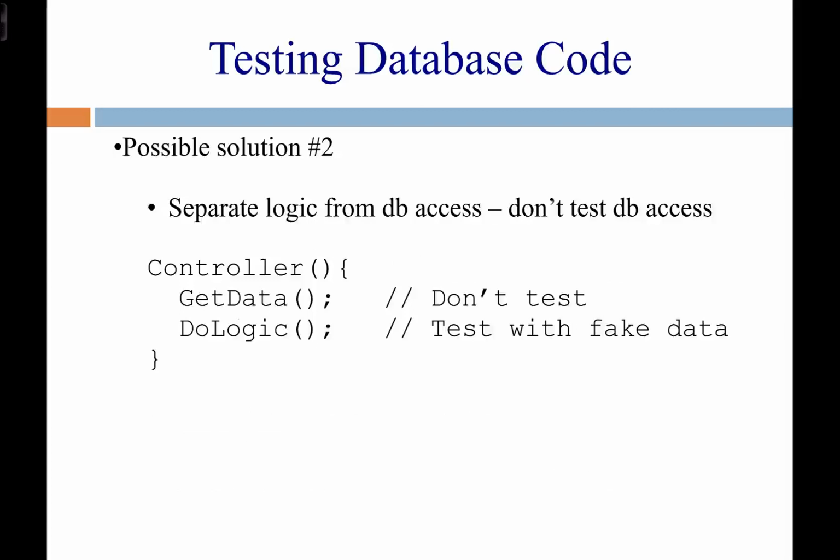Another possible solution is to separate the database access from the controller logic. So you would write helper methods. Essentially, you write one method that does the database querying and one method that performs some kind of logic on the result of that query. And then you wouldn't unit test the controller itself, you would just unit test do logic. And you could generate fake inputs to the do logic part so they don't have to come out of a real database.